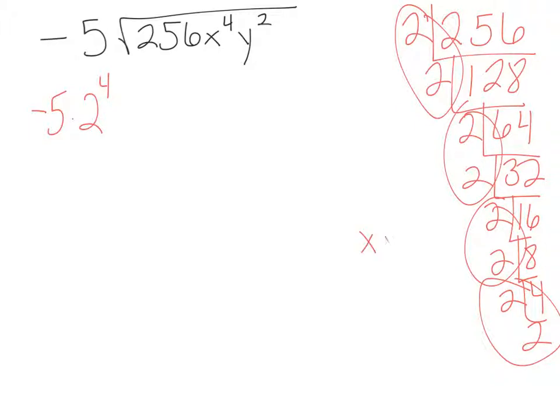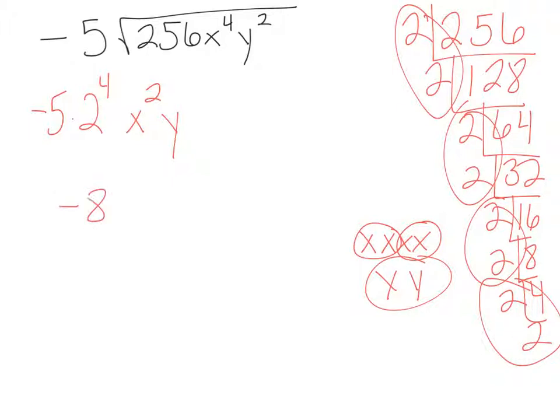And then the x's, we have 4. And the y, we have 2. So 2 pairs of x, 1 pair of y. Notice there are no singles left over. So we do not have a radical in our answer because there's nothing left that needs to go in there. Now let's simplify this. 2 to the 4th is 16. 16 times 5 is 80. So negative 80, x squared, y.